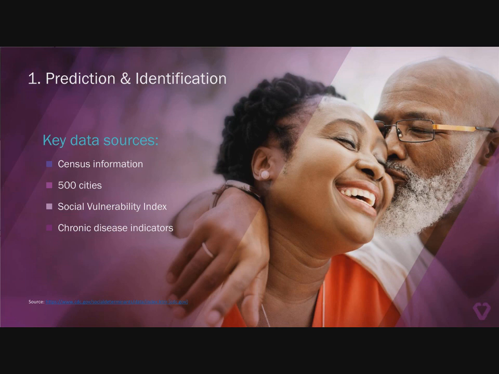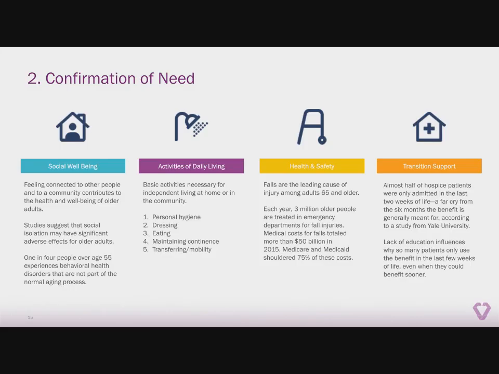Similarly, there's a whole host of other data sources, whether we're using chronic disease indicators or social vulnerability indices or 500 Cities type data. With that said, I'll pass it back to Ashish to talk a little bit more about confirmation of need and how his work ties to that.